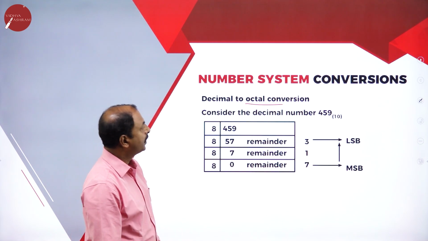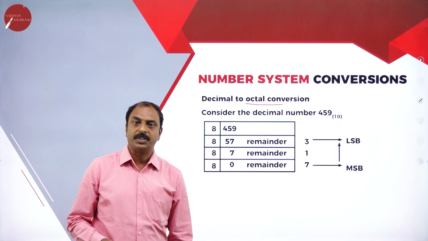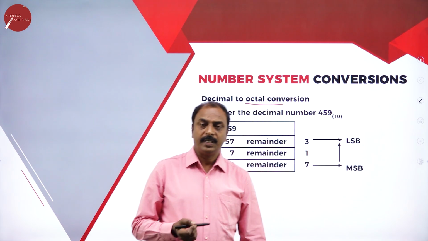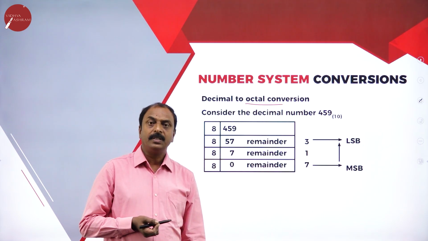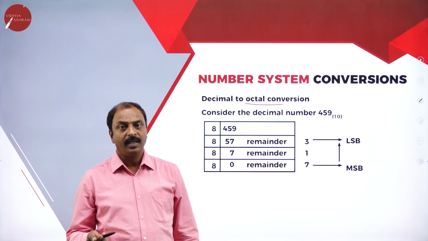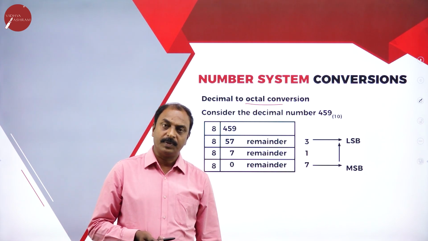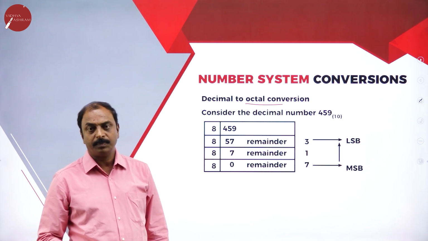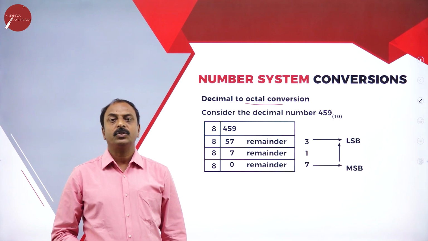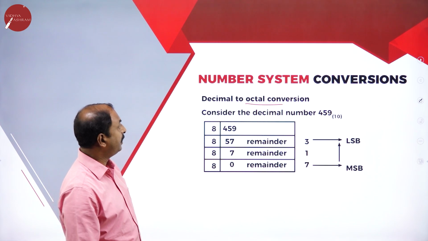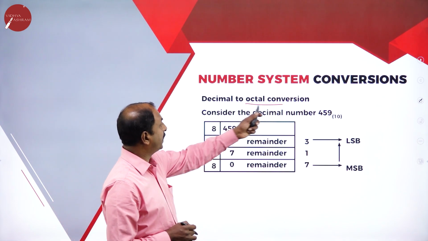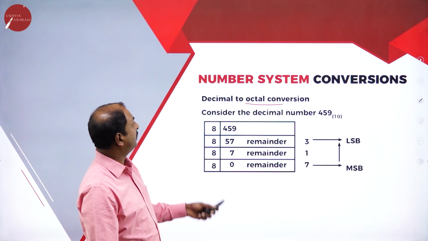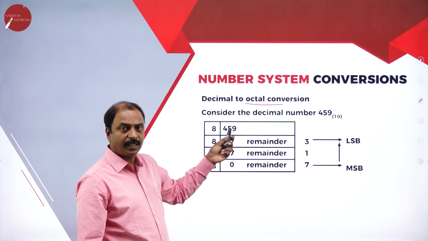Now let us see the procedure. Here again the procedure is division by the number 8. In the previous example, decimal to binary, we started dividing the number by 2 because binary base is 2, and we have to store the remainder. Similarly, here we are converting from decimal to octal. Octal base is 8, so we have to divide the given decimal number by 8.